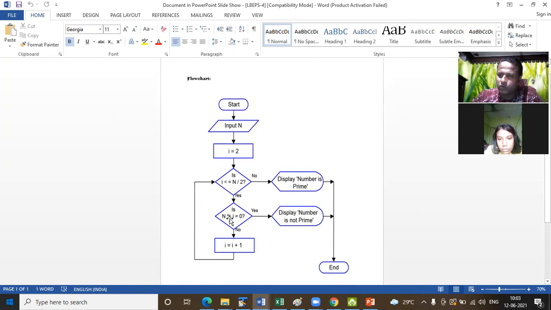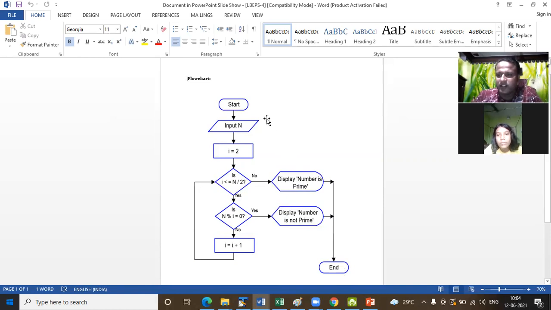5 modulo 2. When you divide 5 by 2, is the remainder 0? No. The remainder is 1. So no. Then i now becomes i plus 1, which means 2 becomes 2 plus 1, 3. Now again it comes to here. Is 3 less than or equal to 5 by 2? 5 by 2 is 2. So is 3 less than 2? No. So display 5 is a prime number.